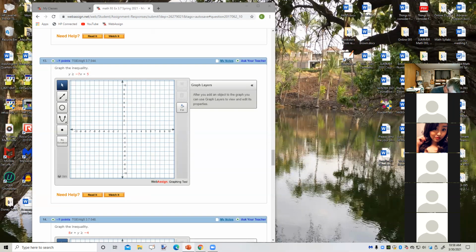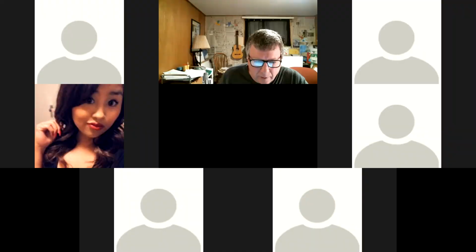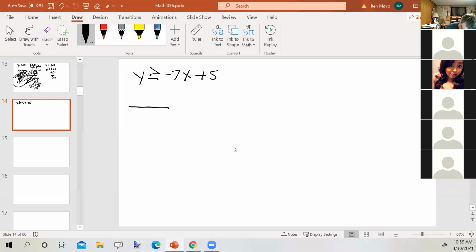So we've got y is greater than or equal to negative 7x plus 5. Okay, so let's go back to my whiteboard. And again, I'm going to find some ordered pairs. Again, let's use the intercepts and see what we get there. Okay, so we're gonna consider the equation, right? Not the inequality, but the equation.